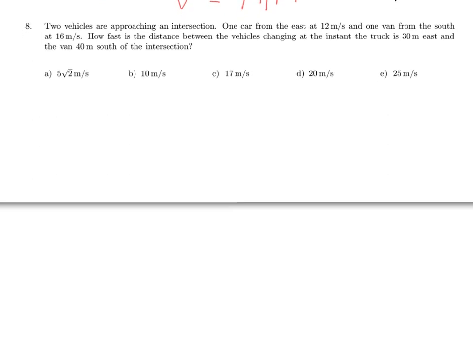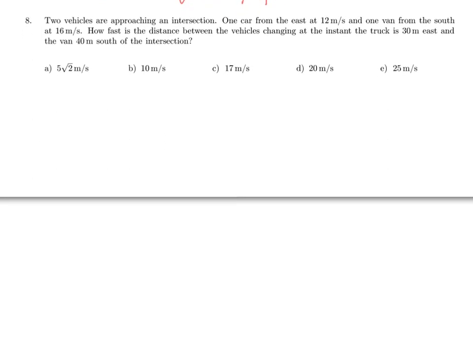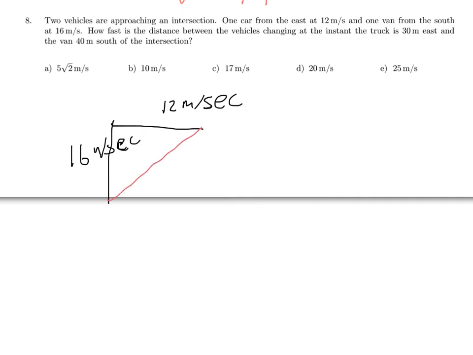Moving on to number 8. We have two vehicles approaching an intersection. A car from the east going 12 meters per second, and a van from the south going 16 meters per second. And we're looking for how fast the distance between them is changing at a particular point in time when the car is 30 meters east and the van is 40 meters south.